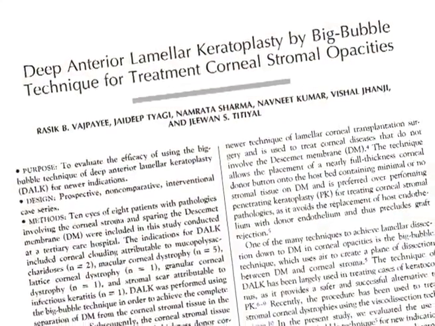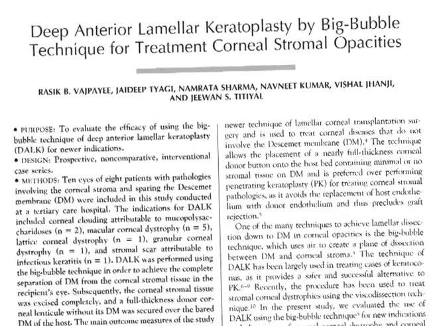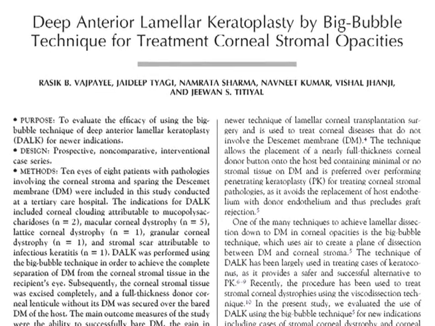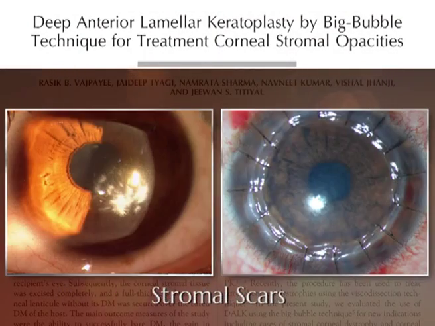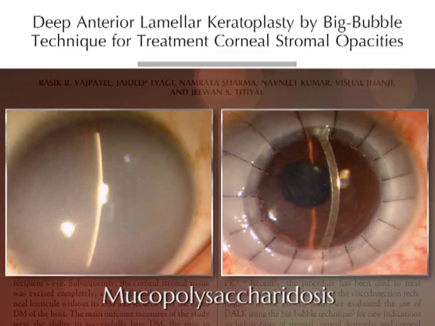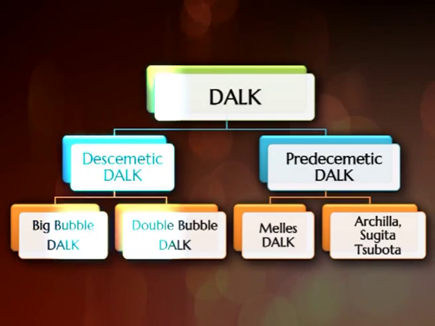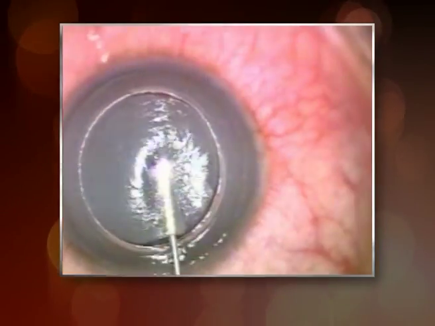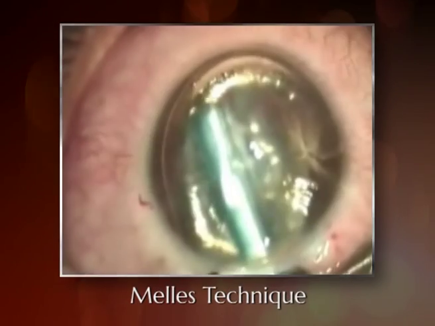Deep anterior lamellar keratoplasty, or DALK, is currently the most popular technique for the management of corneal pathologies which spare the corneal endothelium, including keratoconus, stromal scars, mucopolysaccharidosis, and stromal dystrophies. Among the described techniques of DALK, the most popular are Anwar's big bubble and Melles' technique.